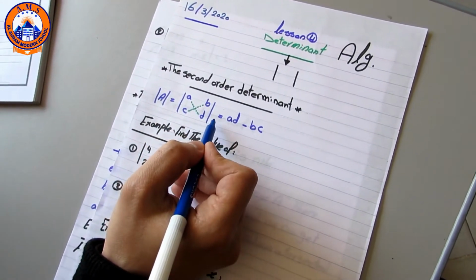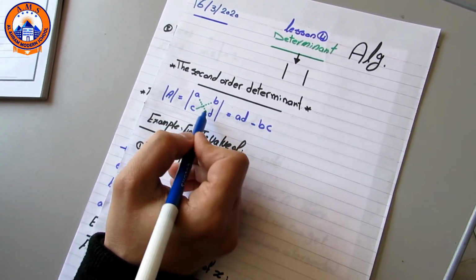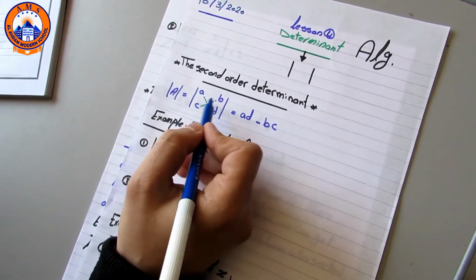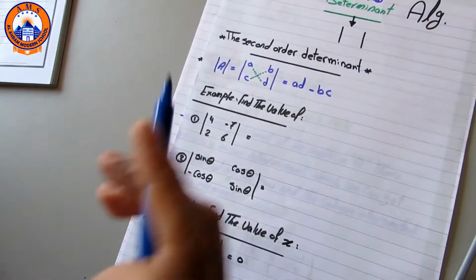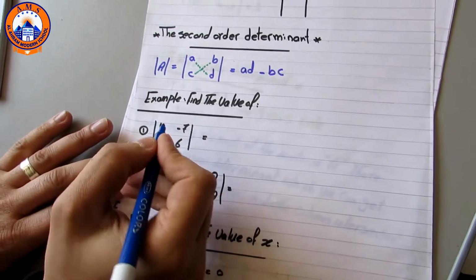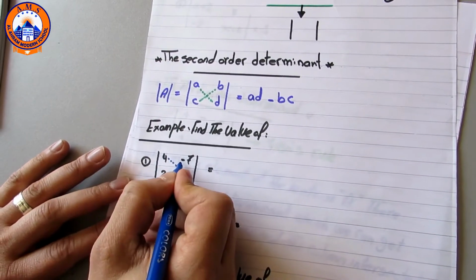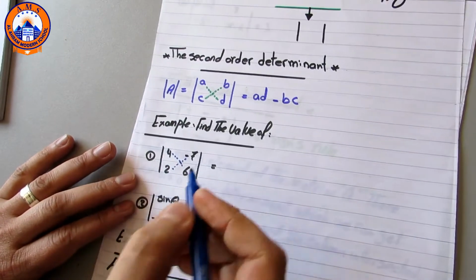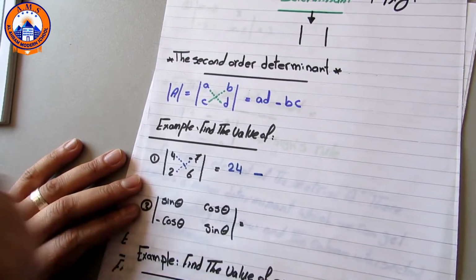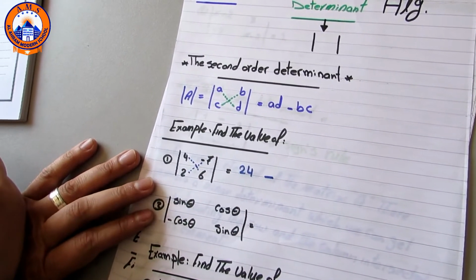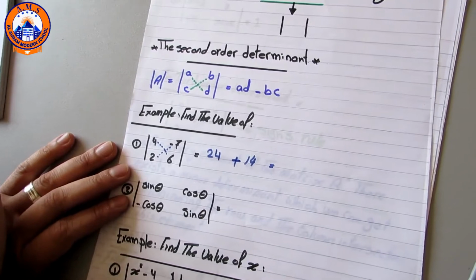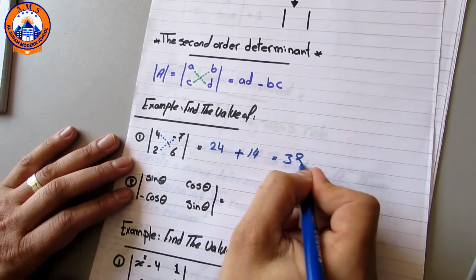the value of the second order determinant? It equals the product of the two elements of the main diagonal minus the product of the other two elements. For example, find the value of the determinant for 4, -7, 2, and 6. How to find the value? The product of the main diagonal, 4 multiply 6 equals 24, minus the product of the other two elements, 2 multiply -7, it will be -14, negative, positive, and 24 plus 14 equals 38.